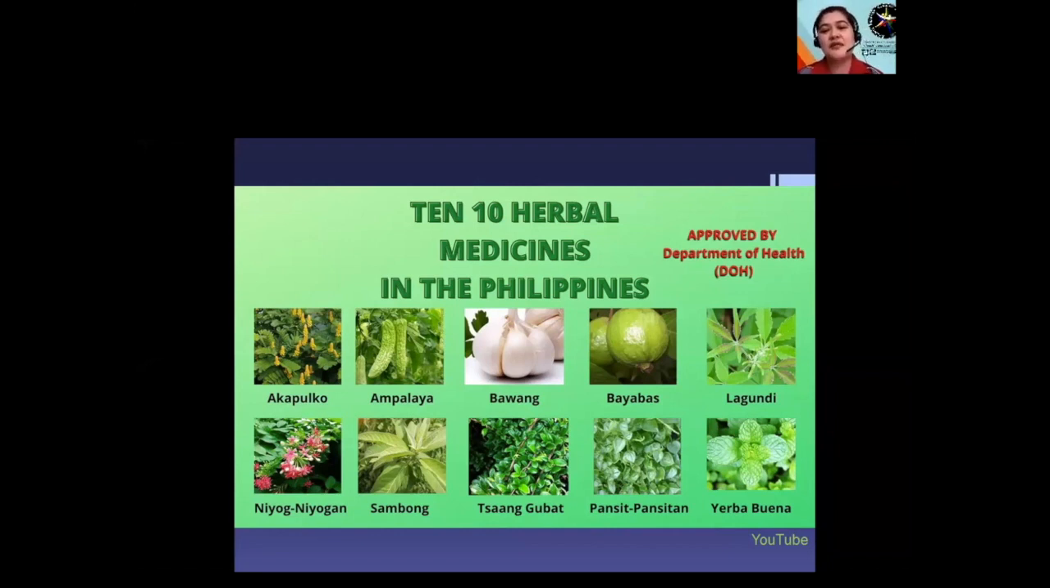Kaya nga kung titignan po natin, maraming mga capsules tulad ng ampalaya capsule, bawang capsule, lagundi capsule, yung mga yan po, hindi po ba? So, trusted na po natin itong mga halaman na ito.